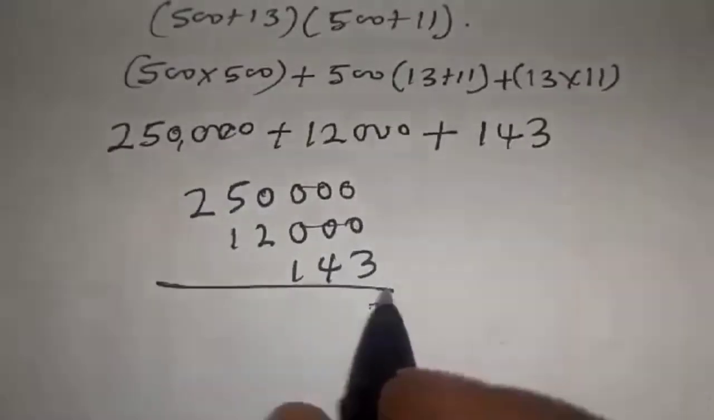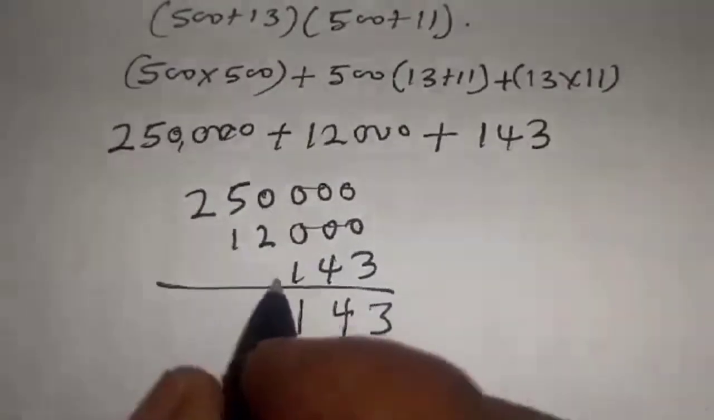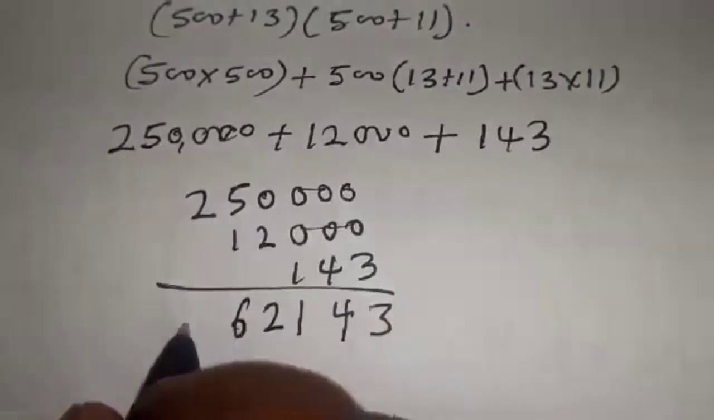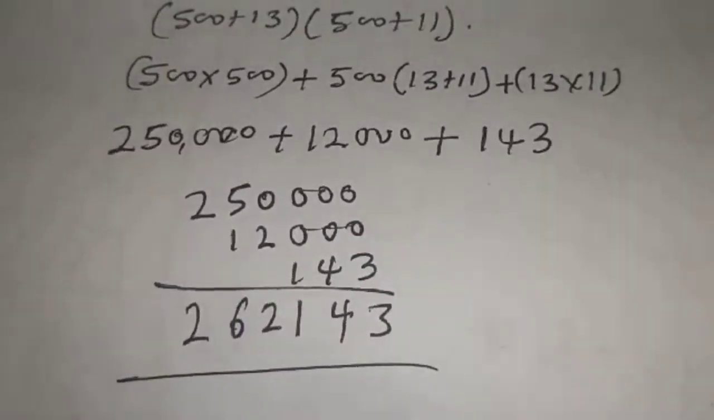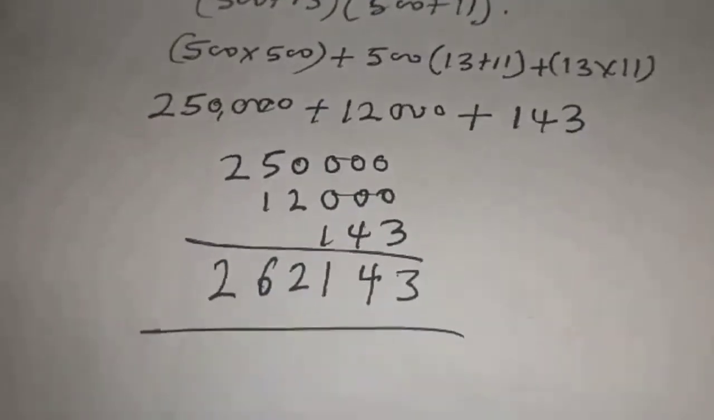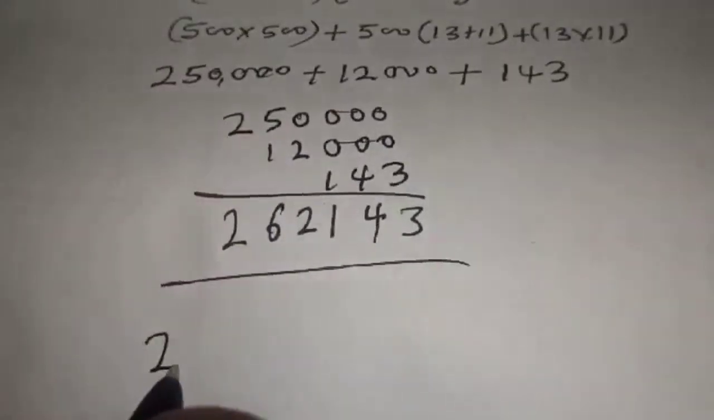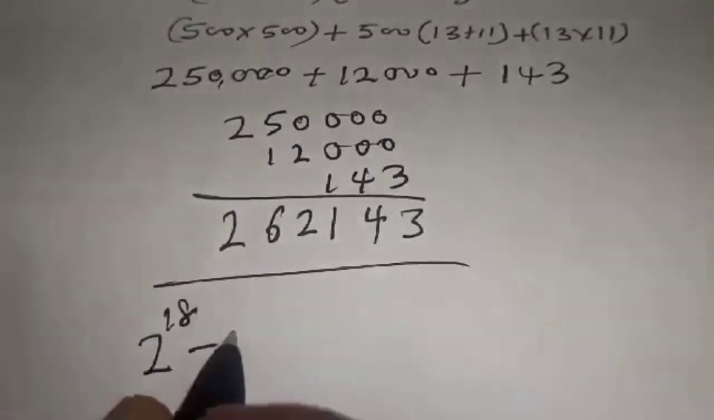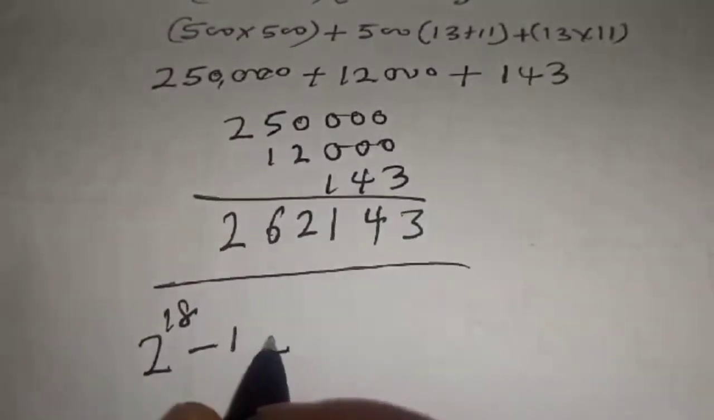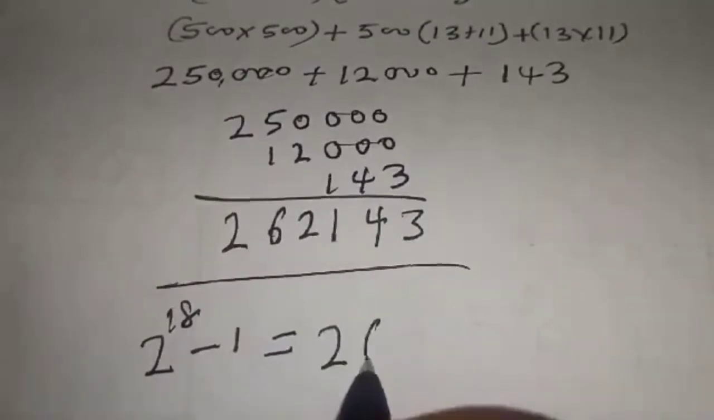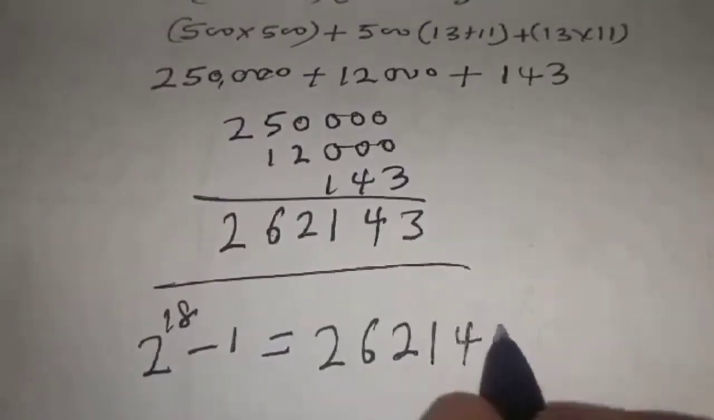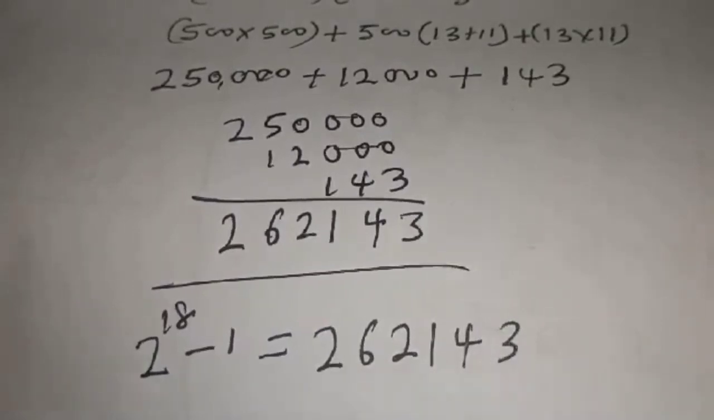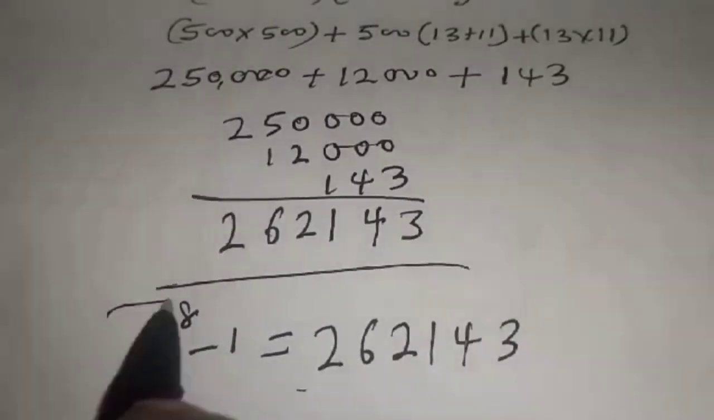This is 2, 6, 2, 1, 4, 3. So our final answer is: 2 raised to power 18 minus 1, without using a calculator, is equal to 262143. That is our final answer.